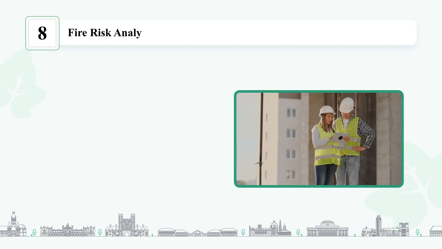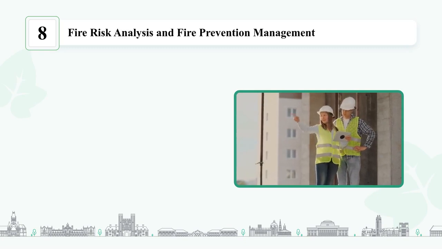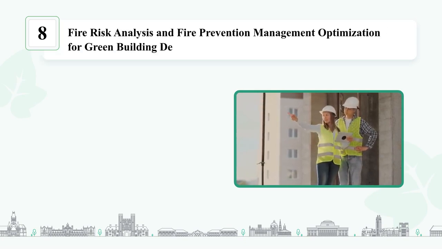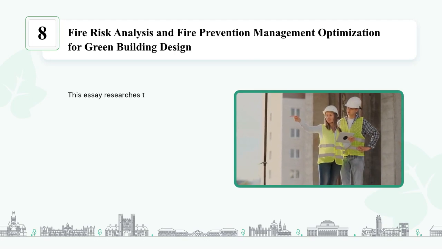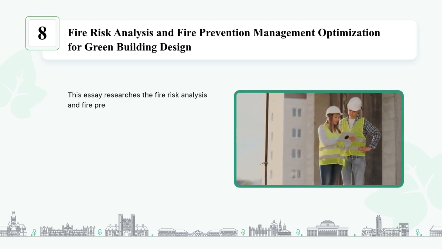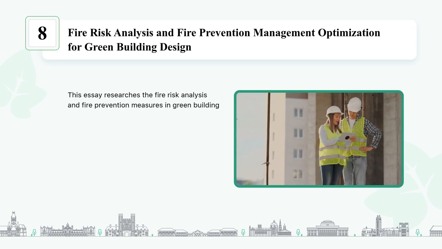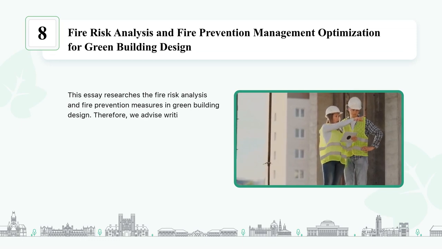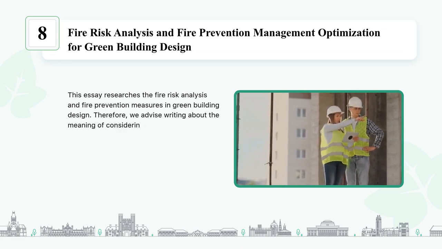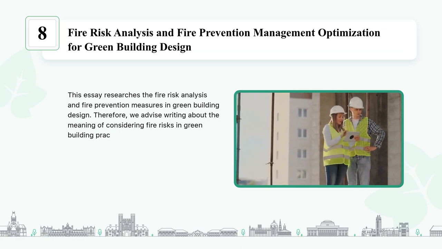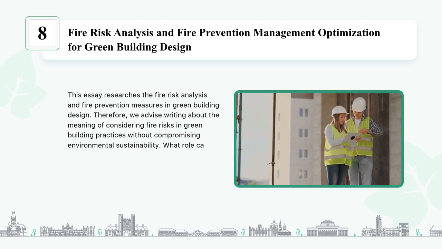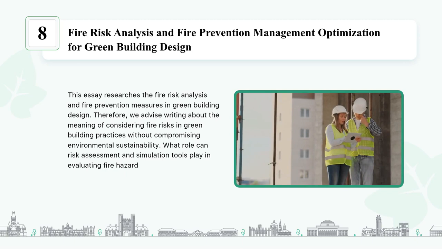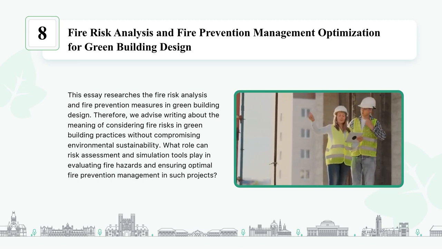Fire risk analysis and fire prevention management optimization for green building design. This essay researches the fire risk analysis and fire prevention measures in green building design. Therefore, we advise writing about the meaning of considering fire risks in green building practices without compromising environmental sustainability. What role can risk assessment and simulation tools play in evaluating fire hazards and ensuring optimal fire prevention management in such projects?